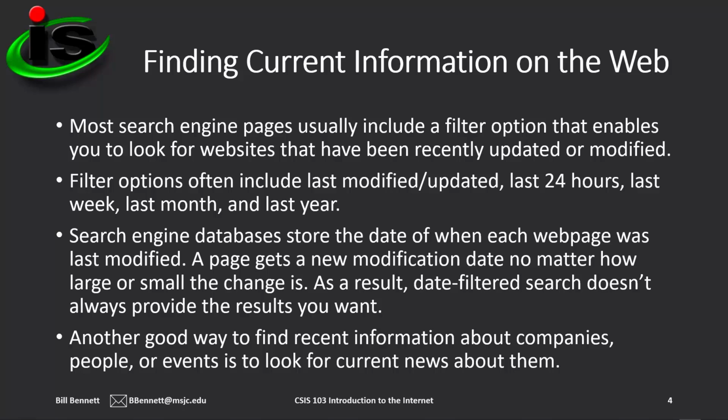Search engine databases store the date of when each web page was last modified. A page gets a new modification date no matter how large or small the change is. As a result, date-filtered search doesn't always provide the results that you want. Another good way to find recent information about companies, people, or events is to look for current news about them.